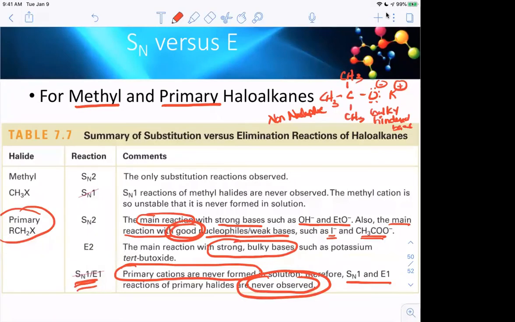So if I have a primary haloalkane, I have to look at the base or the nucleophile. And I have to assess if I'm going to have substitution or elimination.